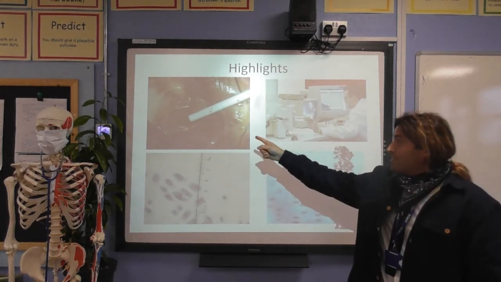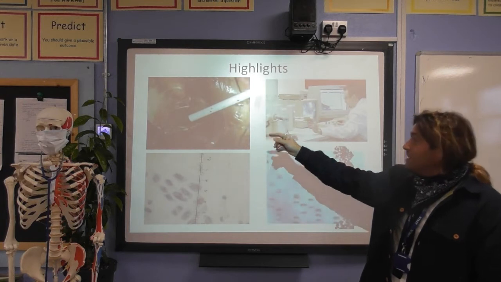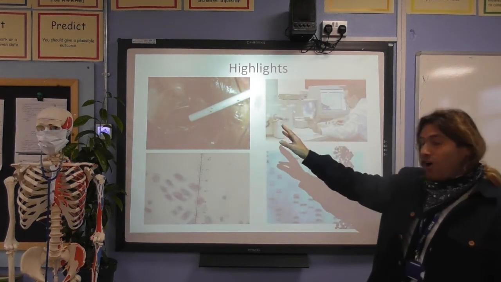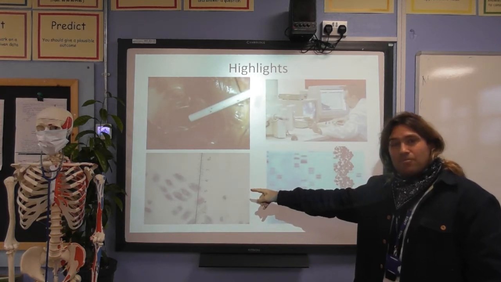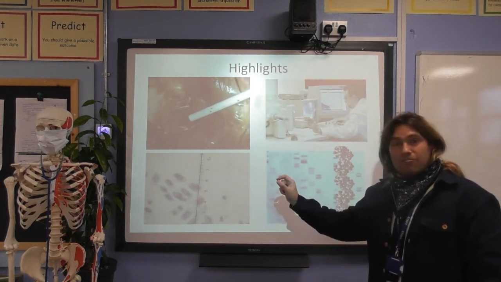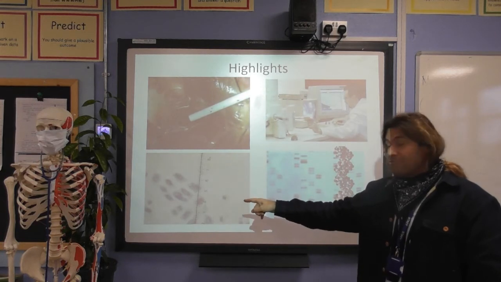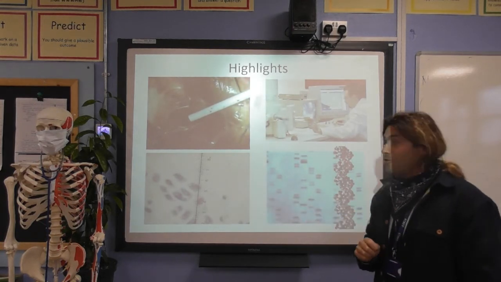Here's some highlights of the course. Here we can see somebody really in depth in a heart dissection. You can see the chordae tendineae there, or the heart strings. Here we've got a tiny ruler in a microscope. You might remember it from GCSE, and we're actually measuring chromosomes. You can see chromosomes. These are in dividing cells from an onion root tip.